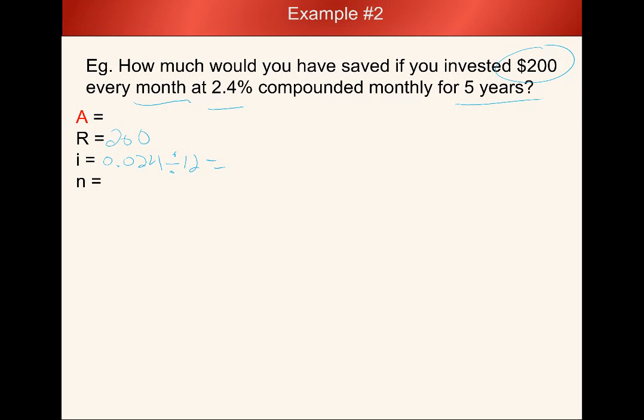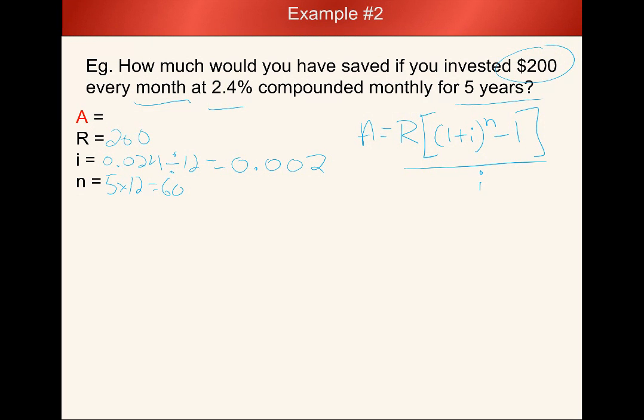So it's 0.024 divided by 12, which is 0.002, I believe. You guys can double check that and chime in on the comments if I didn't do that right. The number of times that you're compounding is 5 years monthly. So 5 years at 12 times per year, and that's equal to 60 times. Now we just have to sub into that formula. Again, it's A equals R bracket 1 plus the interest rate to the power of n minus 1, all divided by I.